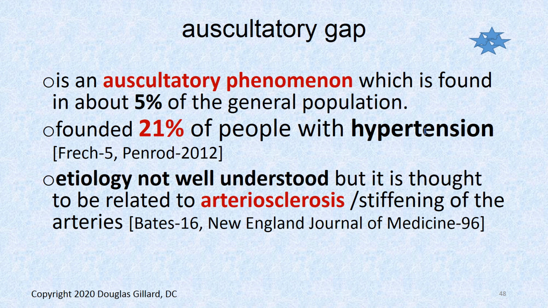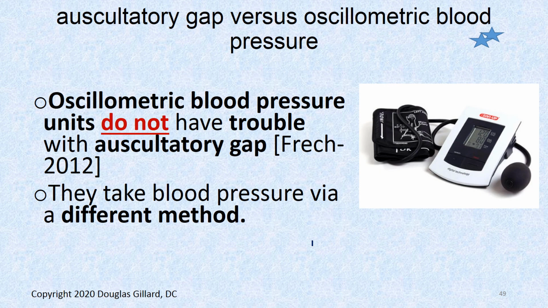It's seen in about 5% of the population, and it's found in 21% of people with hypertension. And today, they don't know what causes it. They know it's in people with hypertension. They think it might be related to arterial sclerosis, or stiffening of the arteries. The New England Journal of Medicine thought that at one time, but they really don't know what causes it. Interestingly, the blood pressure cuffs you can buy use pulse pressure. They use a different way of calculating blood pressure, so you can't fool them with an auscultatory gap. So that's kind of nice.